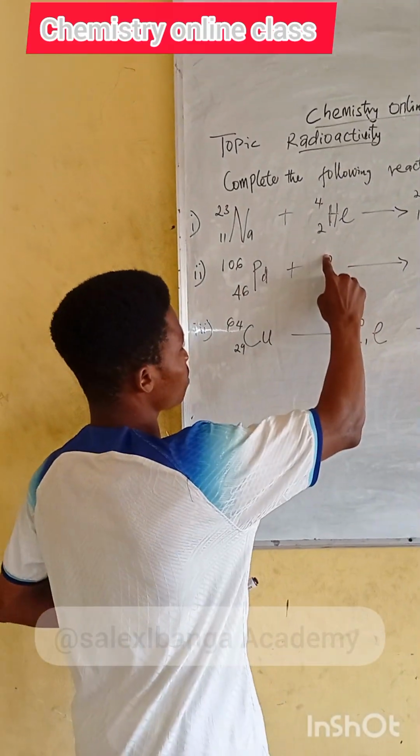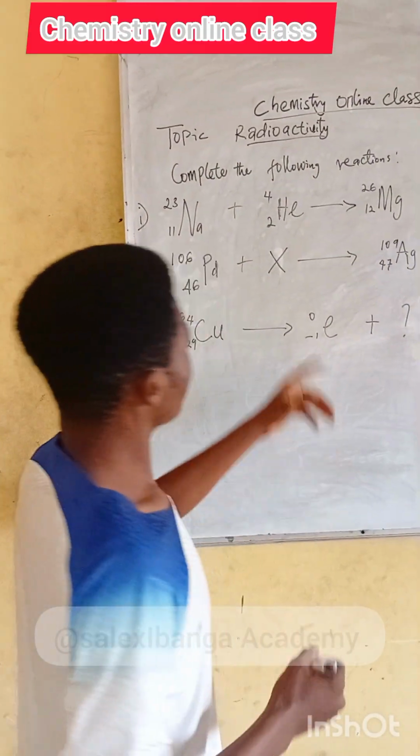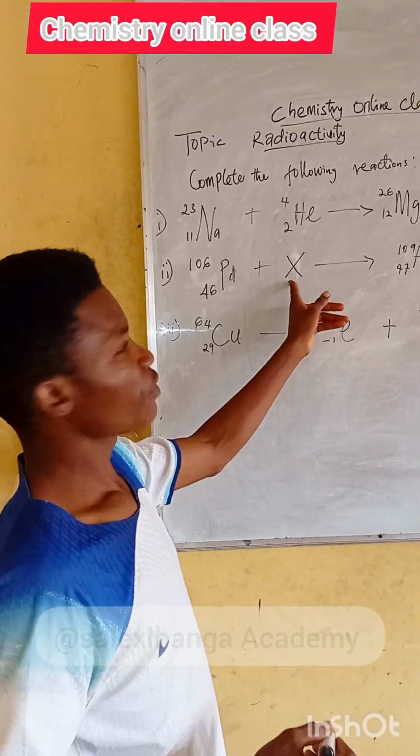And then here, this place is still unknown, so I can assume it to be x. That means we are looking for this x.